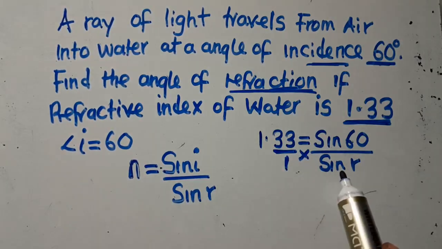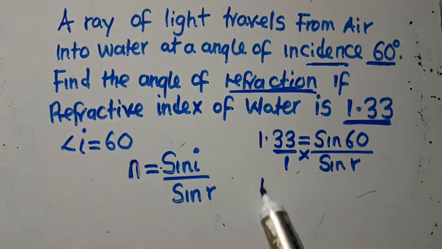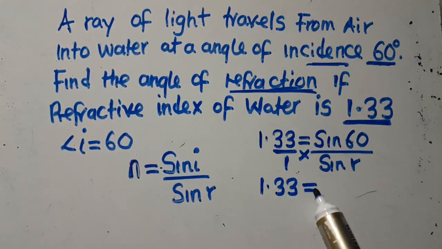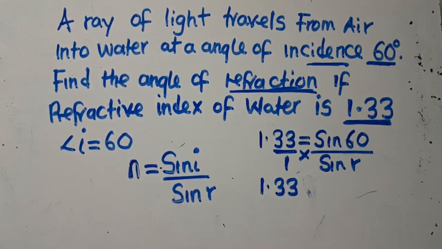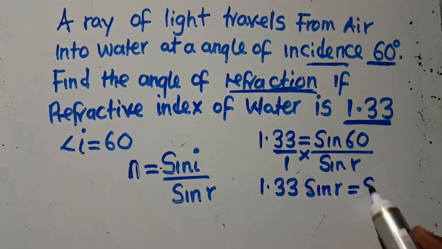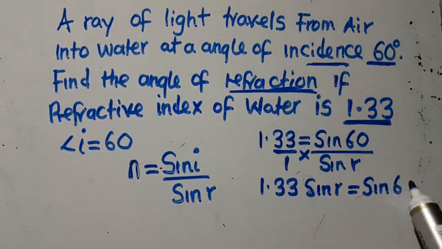So if you cross multiply, what are you going to have? You're going to have 1.33 sine r, which is equal to, sine r is equal to what? Is equal to sine 60. This is what we are going to have.